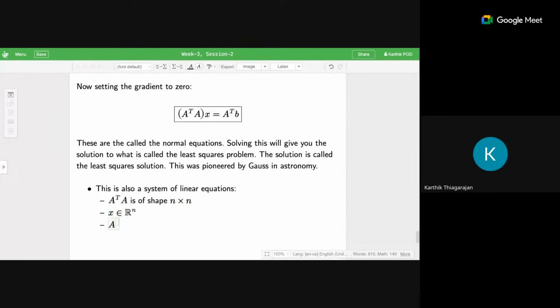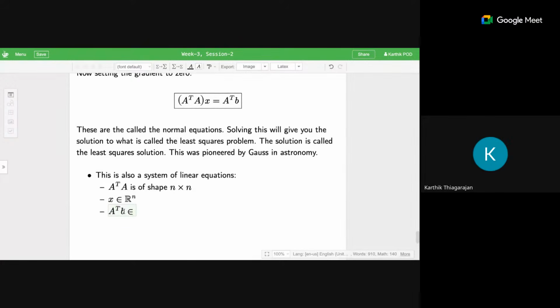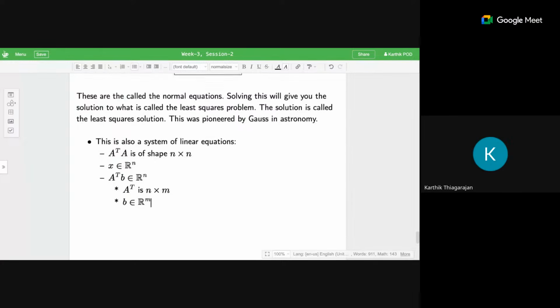So what is A transpose B? That's a vector. So this is N cross M, M cross 1. So this is in R^N again, right? Remember that A transpose is N cross M, and B is in R^M. So if you multiply, you will end up with N cross 1.